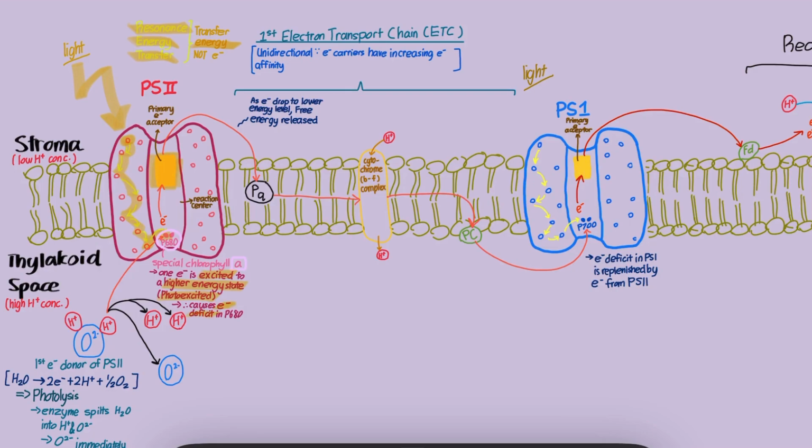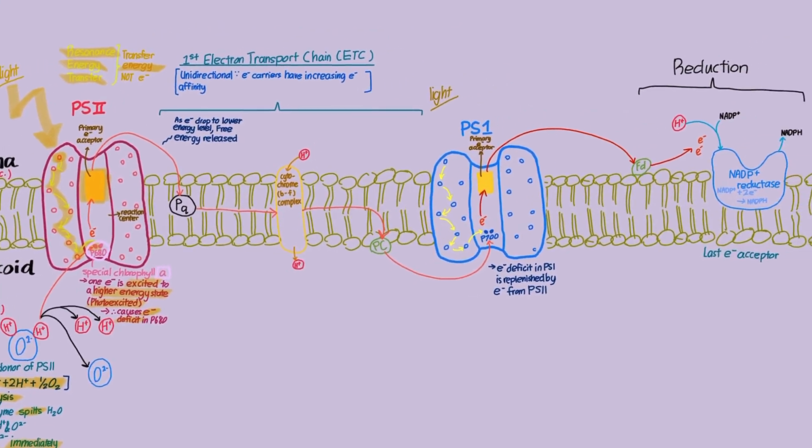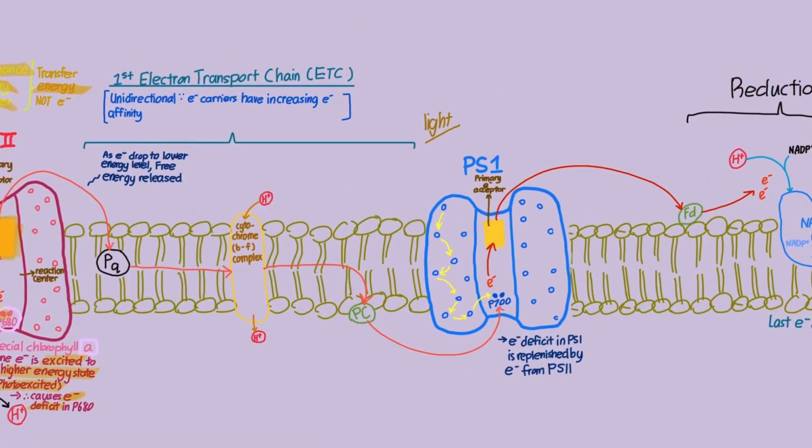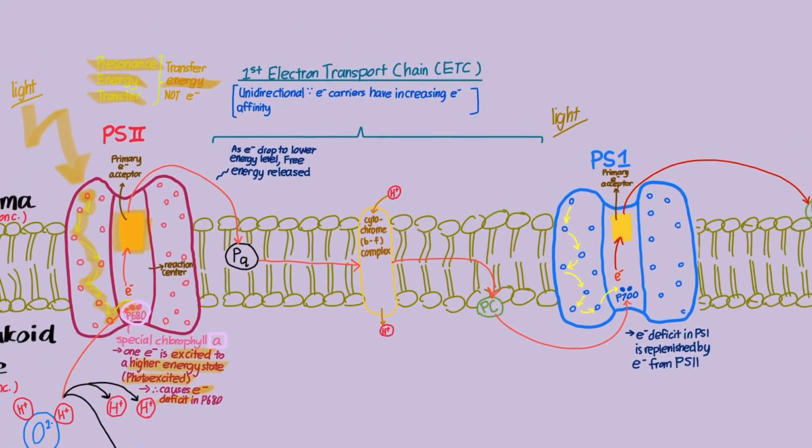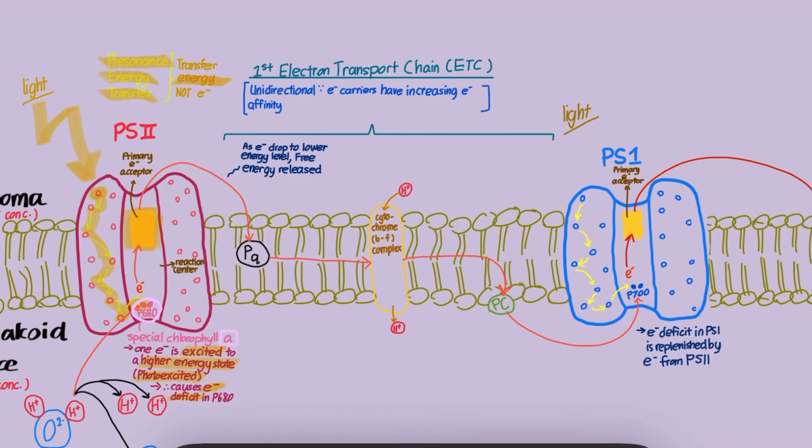To replenish this, a molecule of water undergoes photolysis and is split by an enzyme into 2 hydrogen ions, 2 electrons, and 1 oxygen atom. This oxygen atom will immediately combine with another oxygen atom to form O2, which is released as a byproduct. The electrons from water will then replenish the electron deficit in P680.